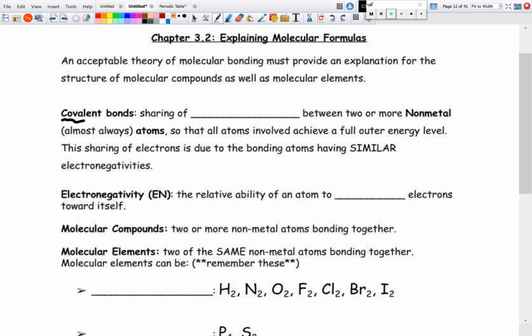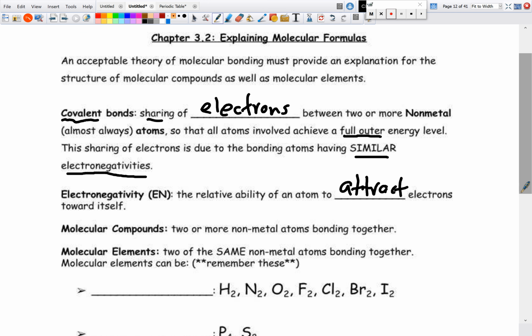One of the major differences right now is that we're going to be dealing with something called covalent bonds. This is just the sharing of electrons. And the keyword here is sharing, so it's not a transfer. It is the sharing of electrons between two or more nonmetal atoms. They're going to share so that all atoms achieve a full outer energy level, or a full valence, and the sharing of electrons is due to the similar electronegativities that nonmetals have. Just remember, electronegativity is the ability of an atom to attract electrons to itself.